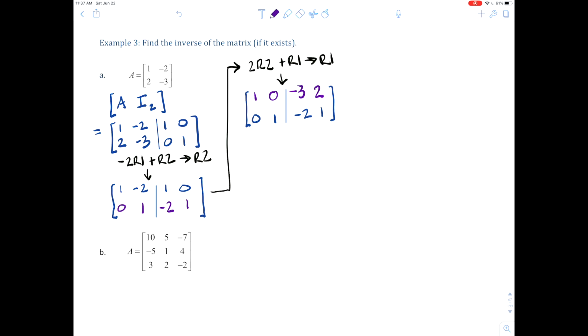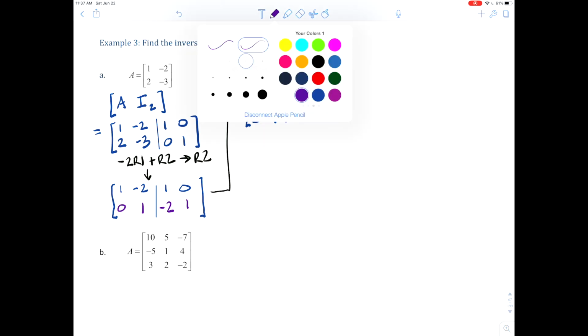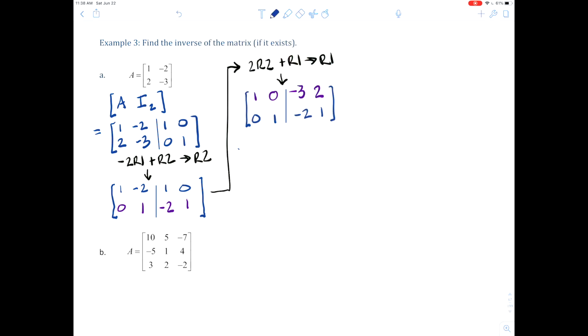Cool, cool? So remember, what did we find? We found that this is equal to I2, A inverse. Because if you're able to find the identity matrix on the left side, that means that the inverse is on the right side. And so we get a result of A inverse equals -3, 2, -2, 1.